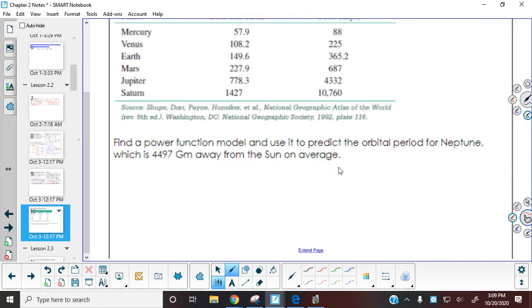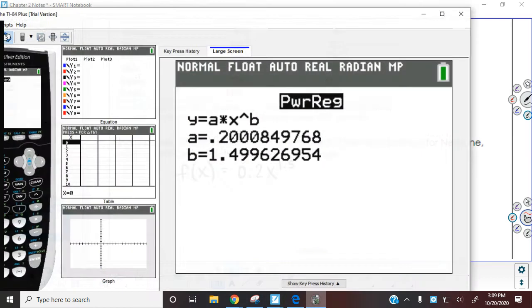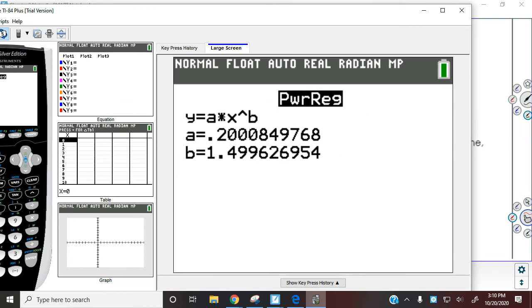Notice it says find a power function model and use it to predict the orbit period. So what we can do at this point is use the information we just got on our calculator. Our A was approximately 0.2, so that's our constant of variation. So f of x equals 0.2, and then our exponent was approximately 1.5. Again, that information is coming from our calculator.